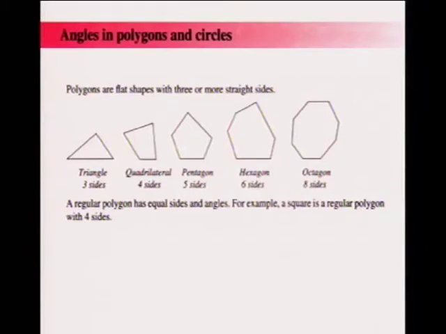Then we have angles in polygons and circles. We know that polygons are flat shapes with 3 or more straight sides, and we must learn this. Triangle, we know it's 3 sides, 3 angles. Quadrilateral, 4 sides. Pentagon, 5. Hexagon, 6. And the octagon, 8 sides. A regular polygon has equal sides and angles. For example, a square is a regular polygon with 4 sides and 4 90 degree angles.